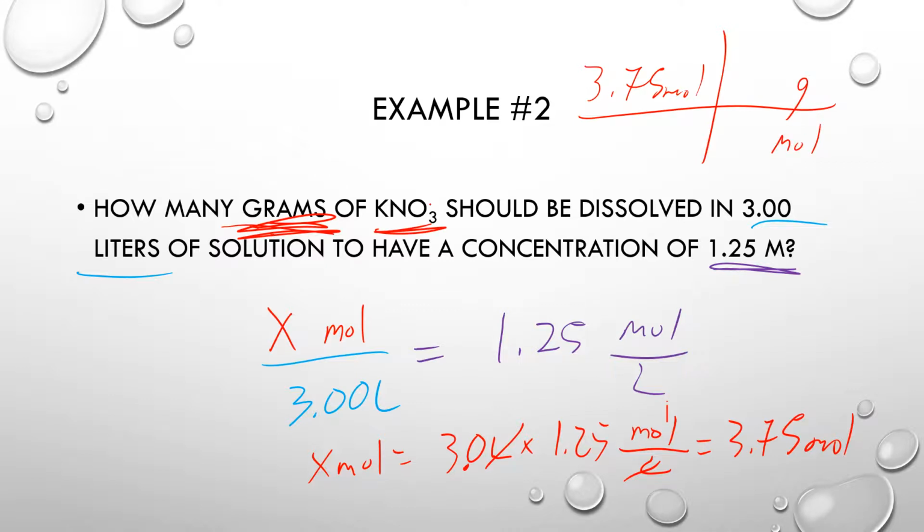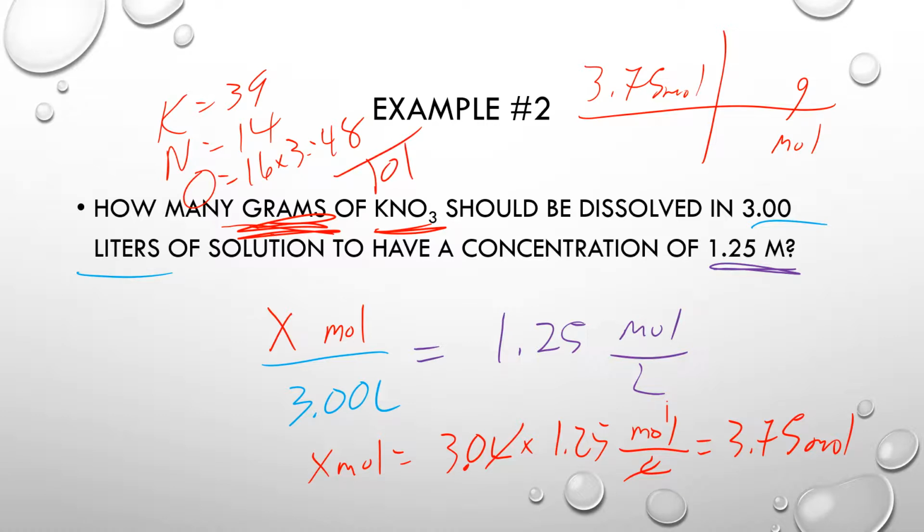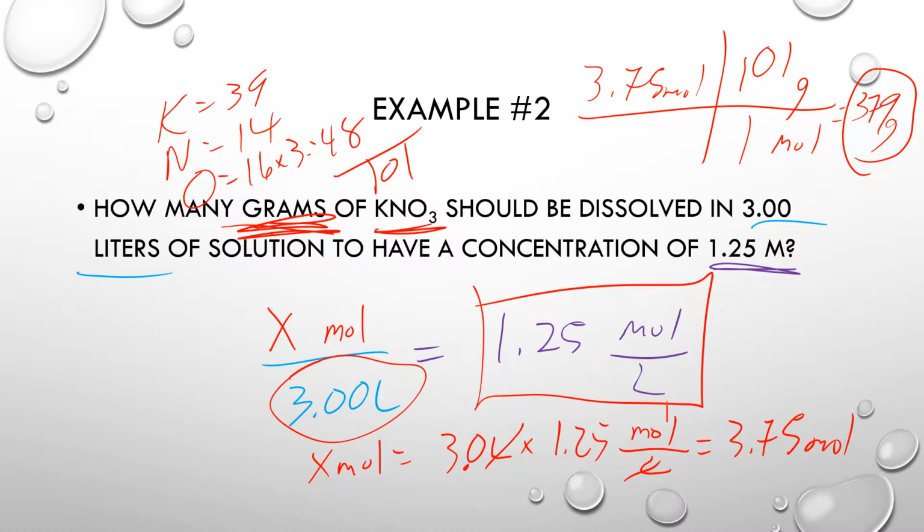And potassium, right? So potassium's 39, and nitrogen is 14, and oxygen is 16, and there's 3 of them, so that's 48. So 48 plus 39 plus 14 equals 101. So this is 101 grams in 1 mole. And if you multiply that by 3.75, you get 379 or 378, so 379 grams. So you have to put 379 grams into 3 liters of water to make a 1.25 molar solution.